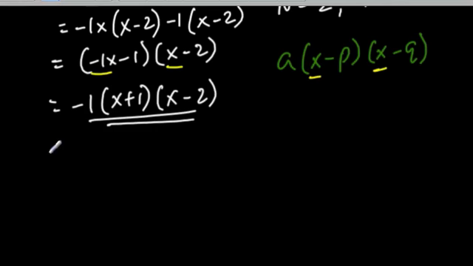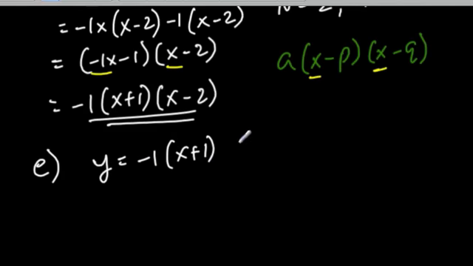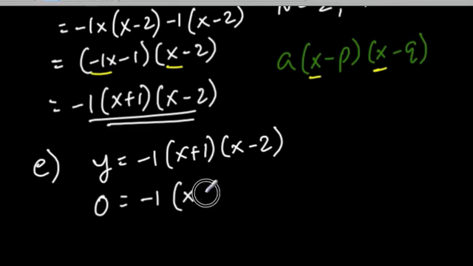The next part says to find the x-intercepts. So y is equal to negative 1 times x plus 1 times x minus 2. And remember, whenever we want to find the x-intercept, that means y is equal to 0. So it's x plus 1 times x minus 2.